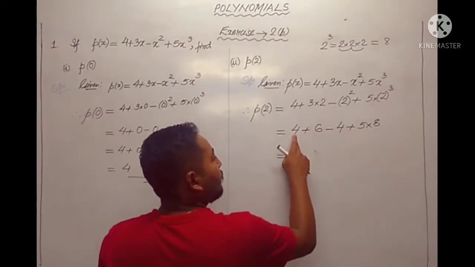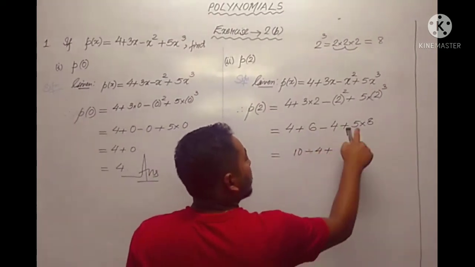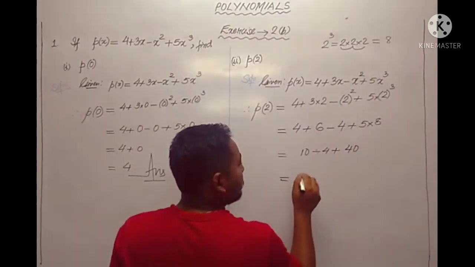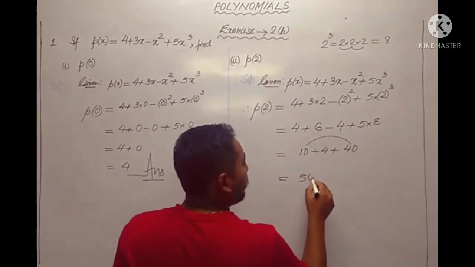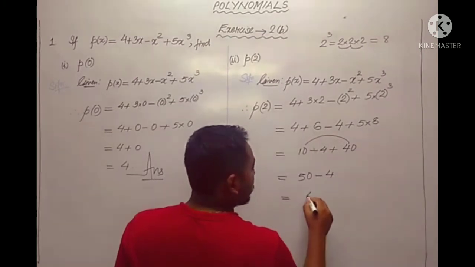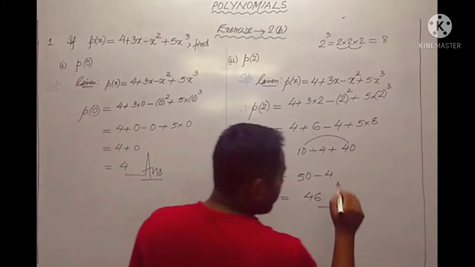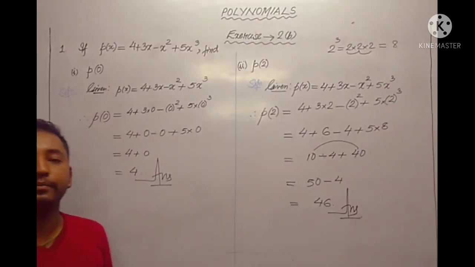Next you have 4 plus 6, 10, minus 4, plus 8 into 5 is 40. Now you add the terms. 4 plus 6 is 10, 10 plus 40 is 50, 50 minus 4 is 46. That is the answer. Now let us move on to the next question.